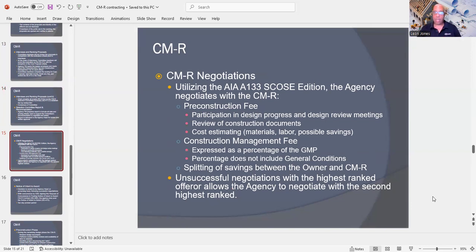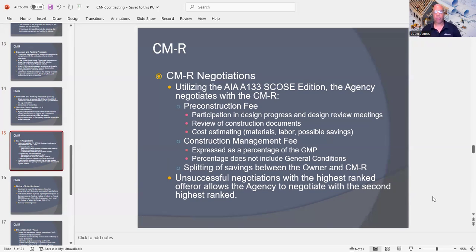Then you have the CMAR negotiations. Again, we're going to open up the AIA A133 SCOS edition, and that's the agency that's going to negotiate with the CMAR. And under the negotiation, there's going to be the pre-construction fee. Under the pre-construction fee, that's participating in design progress and design review meetings. That's also the review of construction documents. Then you're going to have cost estimating, which includes possible savings, labor and materials, and equipment should also be included in there as well.